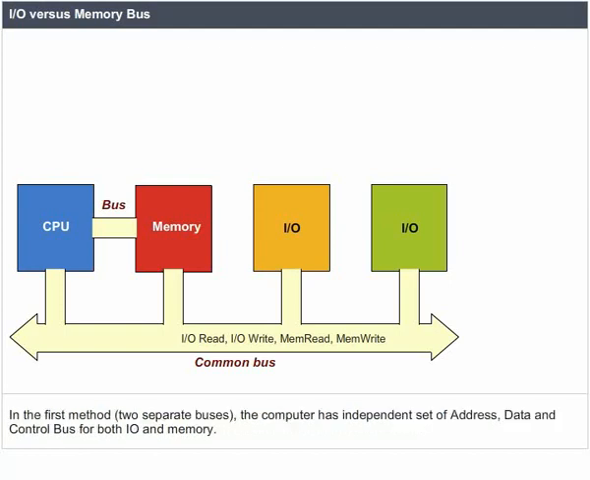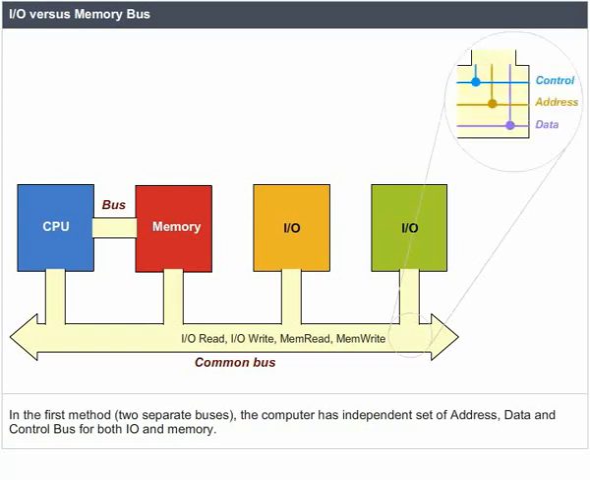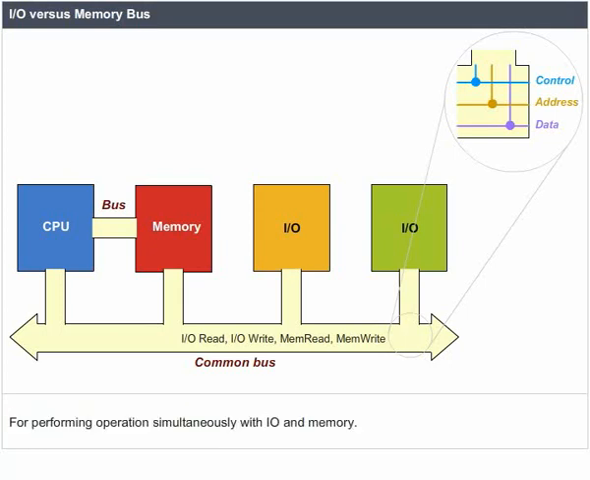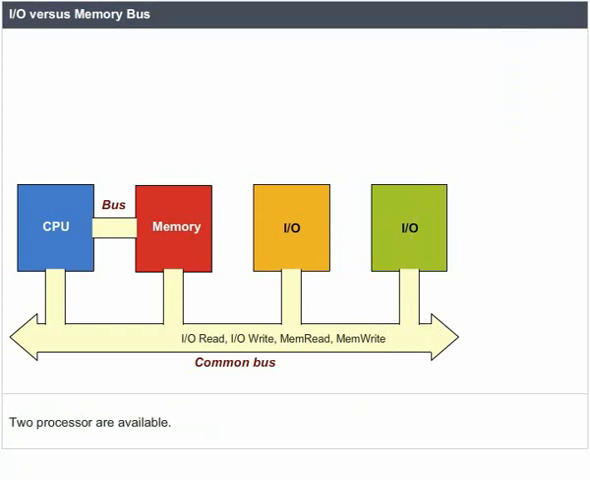In the first method, two separate buses, the computer has an independent set of address, data and control buses for both input-output and memory. For performing operations simultaneously with input-output and memory, two processors are available. CPU will perform memory-related operations. IOP will perform IO-related operations. IOP is otherwise called a data channel.